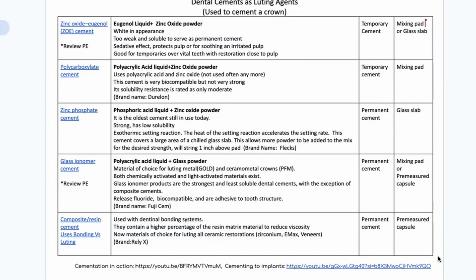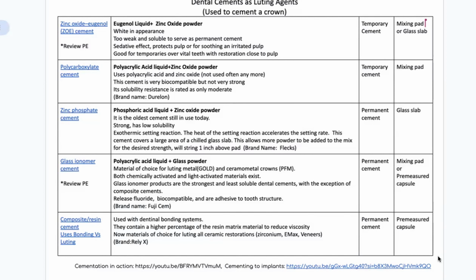So this particular one, the zinc phosphate cement, is one of the oldest cements, and it's used today as a permanent cement on crowns. And it's very strong, very low solubility. It has an exothermic setting reaction.